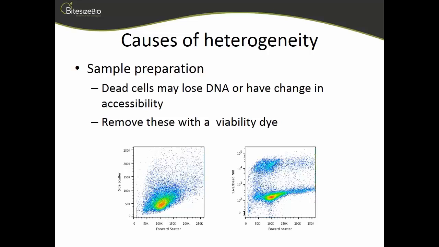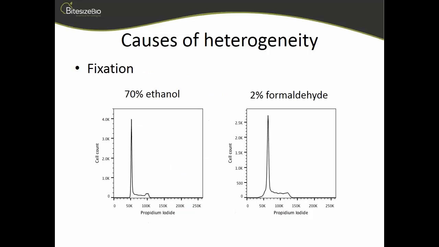And fixation itself is a cause of variability. I mentioned that we quite often use either alcohols or aldehydes in our flow cytometry experiments. Alcohols are very good because they coagulate the proteins, and they make the accessibility of the dye to the DNA very even, which improves our CVs. We don't get so much data spread. If, however, we use a formaldehyde fixation, because of the cross-linking nature of the fixative, there's more variability in how the dye binds to our DNA, and we see an increase in the CV.